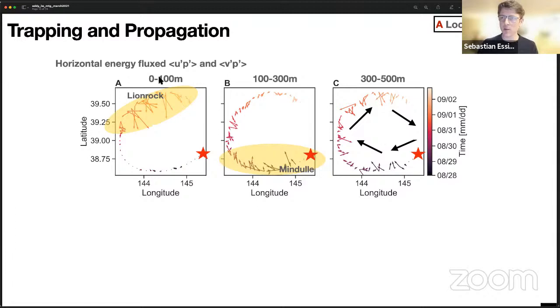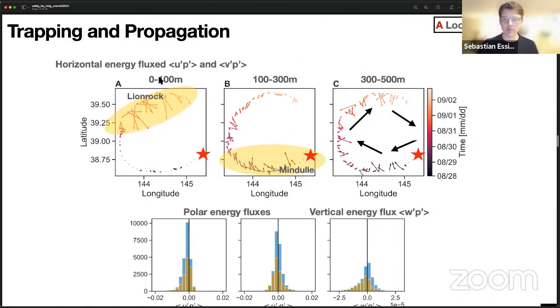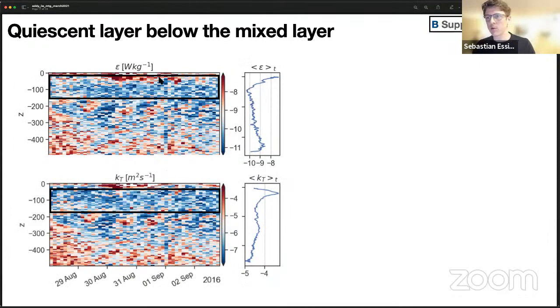So we saw two sub-inertial waves that were trapped in the eddy. Energy fluxes were inward and downward towards the center. But although there was downward propagating energy, we found this region of quiescent mixing at mid depths between 50 and 150 meters, where dissipation rates were 10 to the minus 10. And that's surprising because these eddies are usually thought to be full of near inertial motions, and near inertial kinetic energy is high.